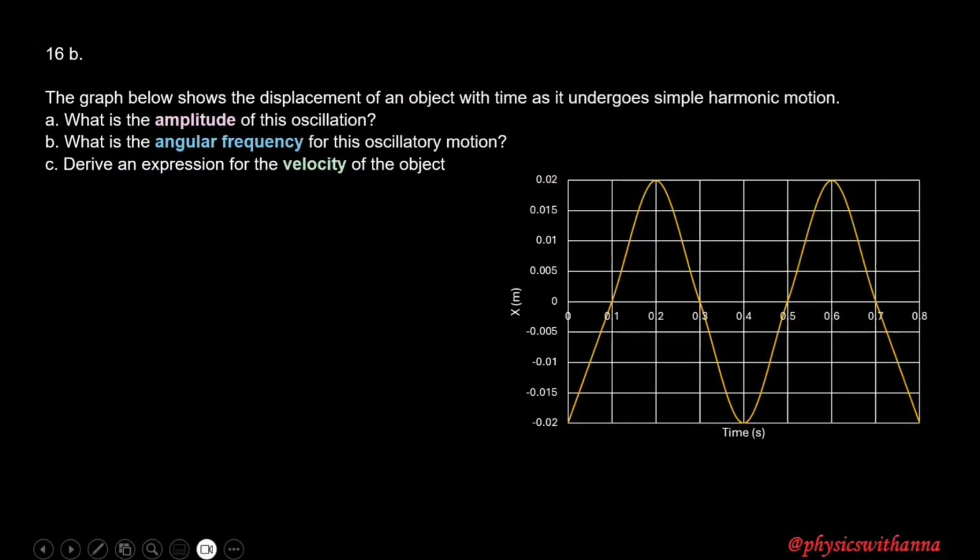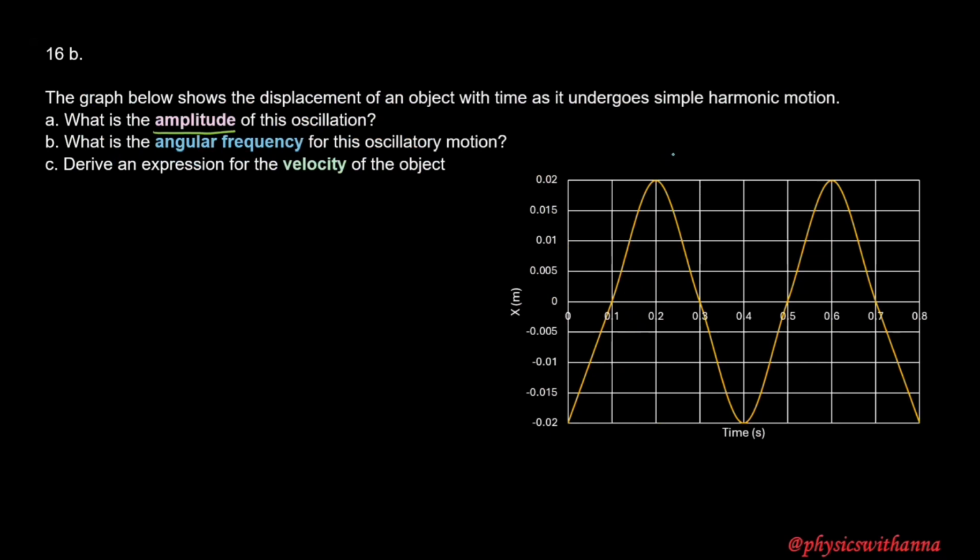Question 16b. The graph below shows the displacement of an object with time as it undergoes simple harmonic motion. What is the amplitude of this oscillation? So here in this question, we have been given the graph of displacement versus time of an object that is undergoing simple harmonic motion. And in the first part, we need to find what is the amplitude of this oscillation.